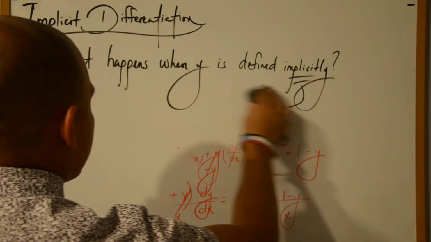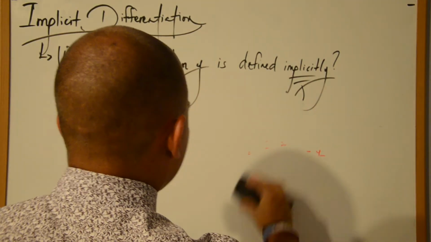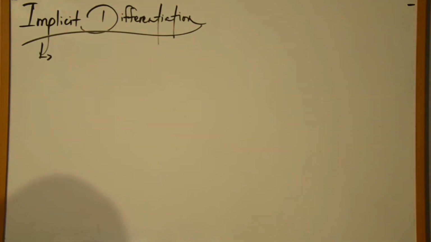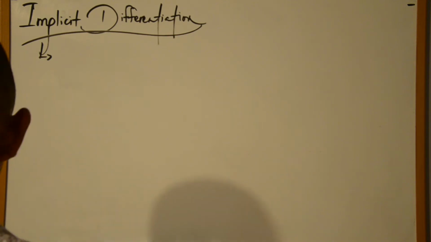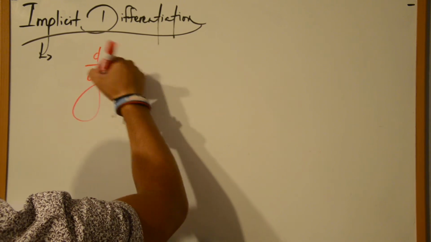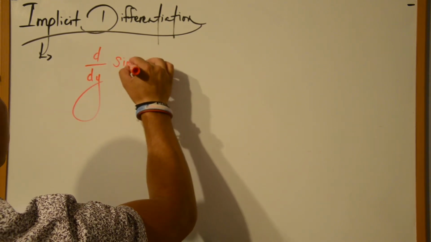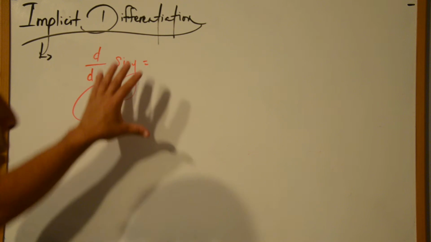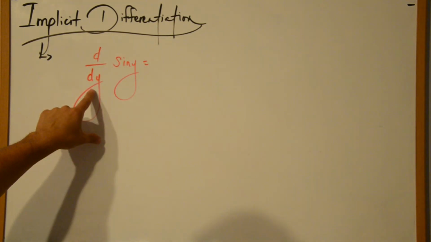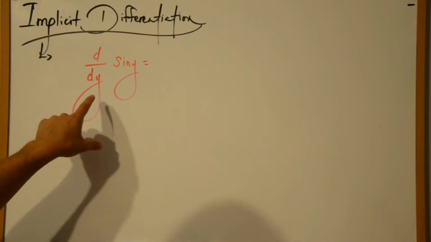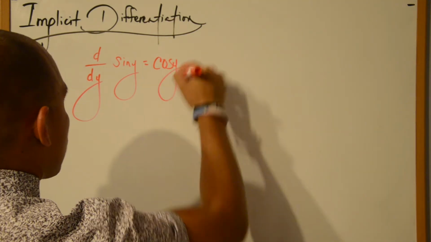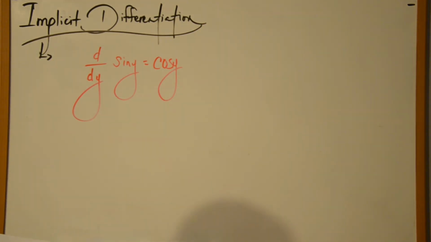Let's take a look at this as it pertains to some trigonometry. Nothing crazy, but always good to look at. Say we had the derivative with respect to y of sine of y. Look at how this function is defined. Its input is written in terms of y, and the variable we're taking the derivative with respect to is y. So we can simply say that the derivative of sine of y is cosine of y.